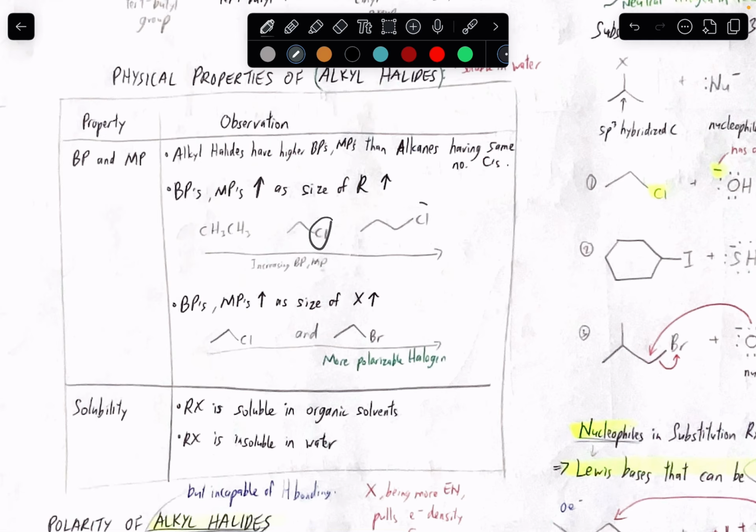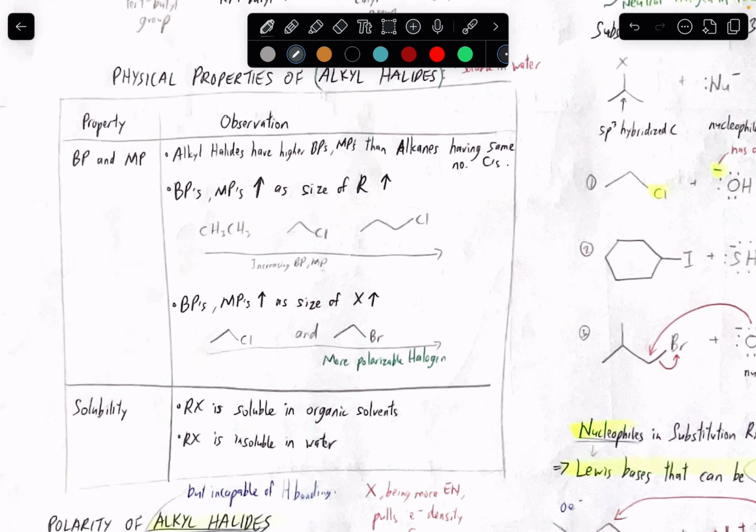But then what if they are not the same? It brings us to this trend. As the size of the halogen increases, the boiling point as well as the melting point also increases. So what's the trend in the periodic table? Let me just verify. In the periodic table, the size of the halogen atom increases as you move down the periodic table.